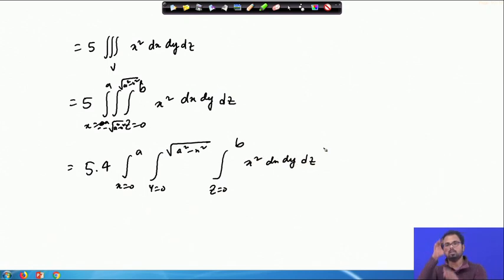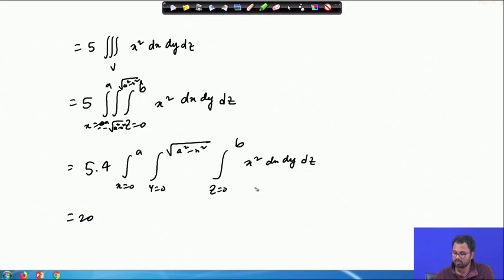Because whatever area we get in this half, in a way, is actually 4 times, multiplied by 4 times, and that will be the whole area, or volume integral in this case, in the whole cylinder. So basically we took 4 times the volume in that one particular quadrant. Therefore, we had to add a 4 here.